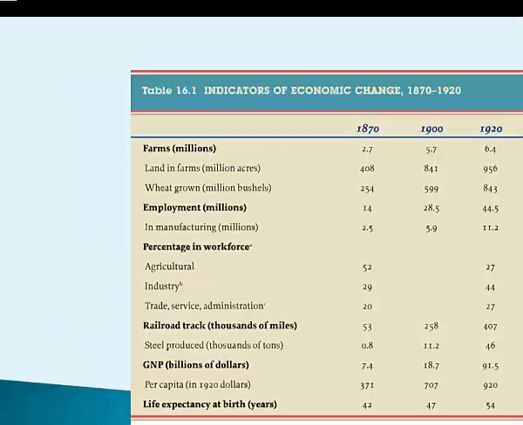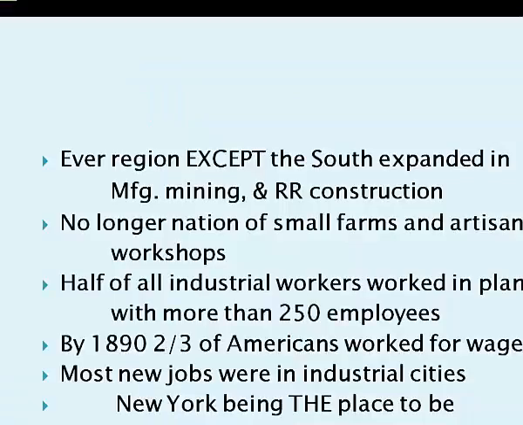This is just a brief little chart to show you how much we grew between 1870 and 1920. Everything grew except those living on the farm, and they decreased. Every region except the South saw a rapid expansion of manufacturing and mining and railroad construction, ending an earlier America based on small farms and artisan workshops.